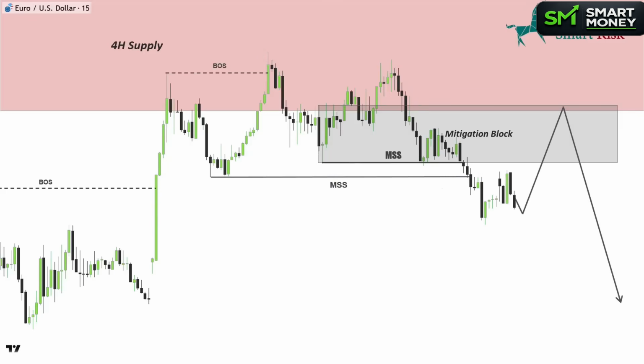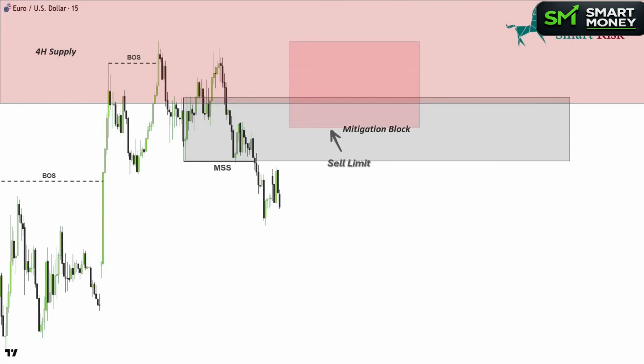With these confirmations in place, we can expect price to retrace into the mitigation block before continuing lower toward the sell-side liquidity. My entry is placed at the midpoint of the mitigation block with the stop loss a few pips above the recent swing high. For take profit, I'm targeting the sell-side liquidity below this swing low, giving us approximately a 3-to-1 risk-to-reward ratio.